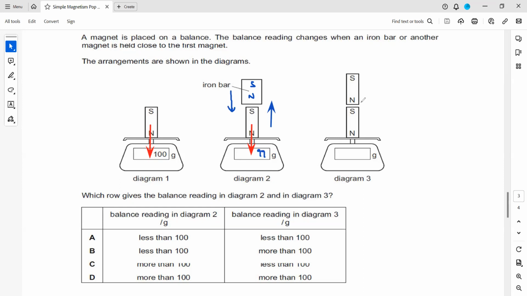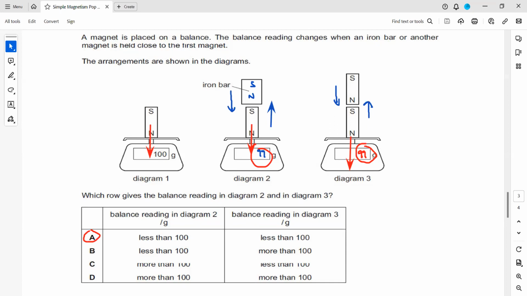Same thing, if we are holding a bar magnet with the opposite poles facing each other, they will also attract each other. So as a result, the weight of the bar magnet is acting downward, but because there's an upward force, there is less downward force, so the reading on the balance will also decrease. So in both diagram 2 and diagram 3, the reading will be less than 100. So A should be the right answer.